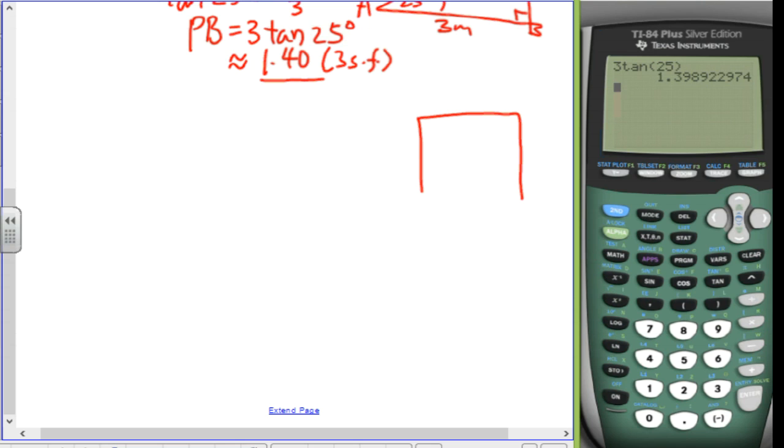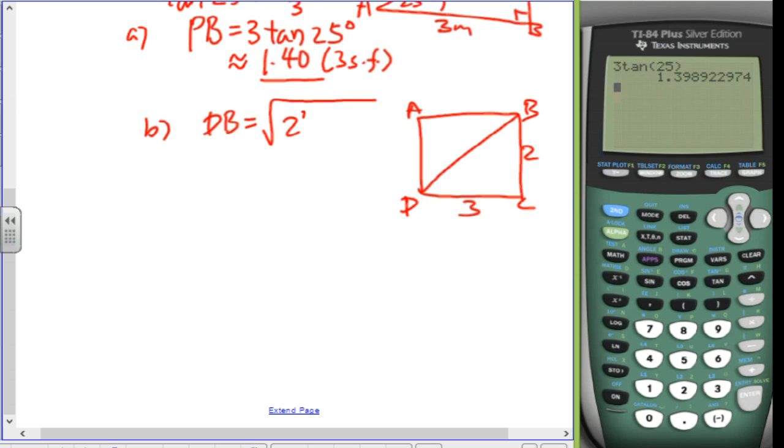So we start with the rectangular plot on the ground, A, B, C, and D. I need to find DB. This is 2, this is 3. Using Pythagoras' theorem, it is easy to calculate that DB is the square root of 2 squared plus 3 squared. So that is 4 plus 9, or the square root of 13. Here it is a positive number.